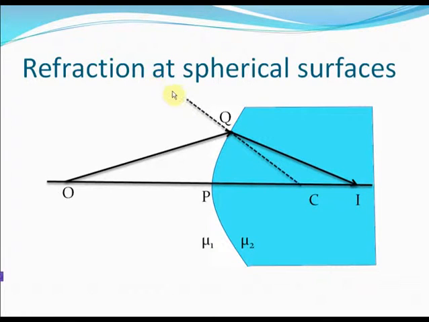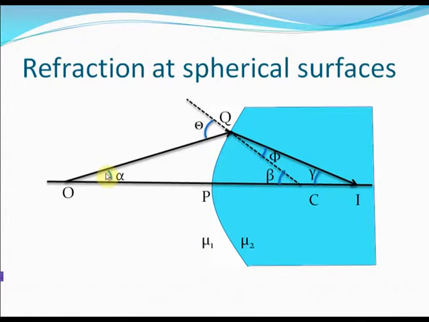This is the normal at the point of contact, and as you see, this normal passes through the center of curvature of the spherical surface. This is angle theta, the angle of incidence, and this is angle phi, the angle of refraction. So what will be the equation of refraction here in terms of mu1, mu2 and the image distance and the object distance? Let's find out.